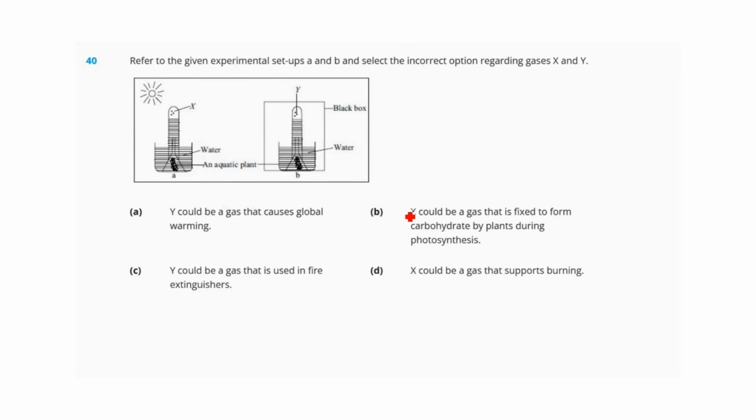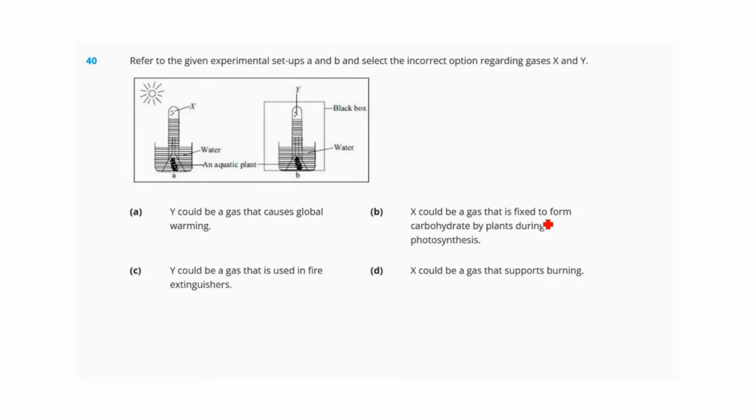Question 40. Refer to the given experimental setups A and B and select the incorrect option regarding gases X and Y. In A, we can see the aquatic plant covered with a funnel and there is a tube, and in the beaker the water is there, and this is X. And this is the plant again, the water is there, and this is a black box. So we have to find the incorrect statement. The first statement says Y could be a gas that causes global warming. Yes, this is carbon dioxide.